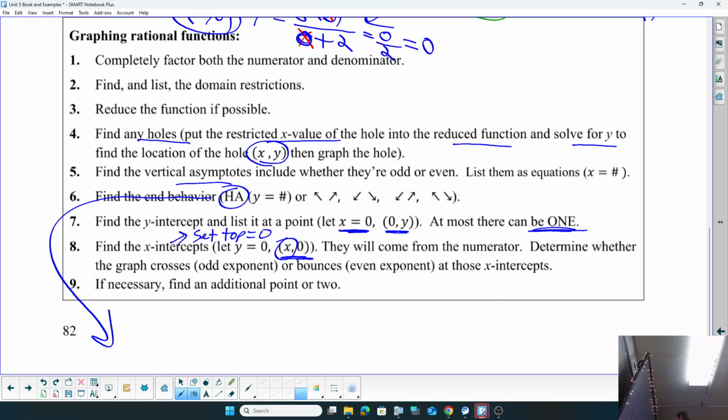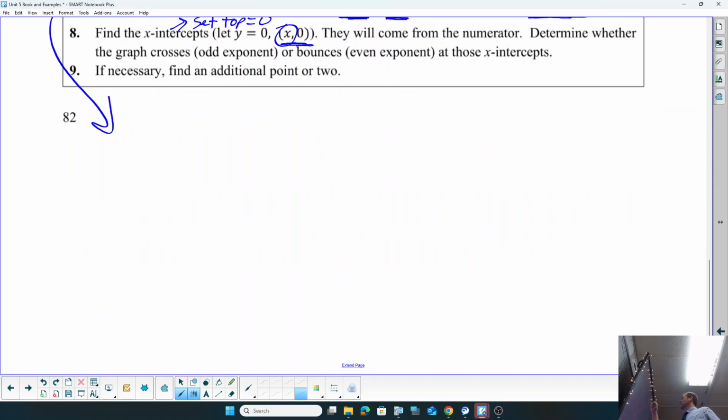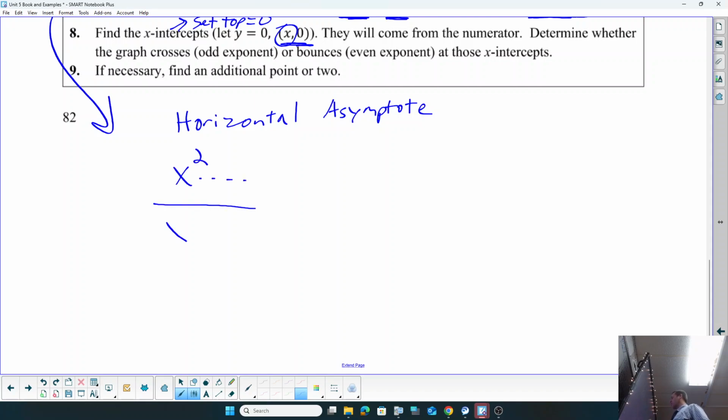There are actually 3 things that we learned for the horizontal asymptote, from our last lesson. We learned that if the top and bottom powers are equal to each other, then we use the numbers in front. Horizontal asymptote, y equals 3/2.